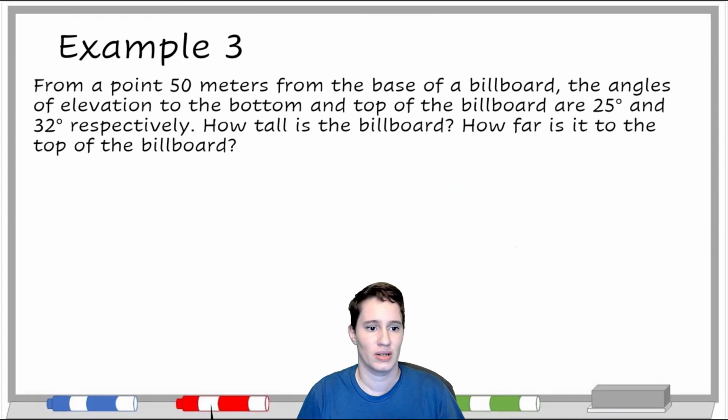All right, last example here. We've got a point 50 meters from the base of a billboard. The angles of elevation to the bottom and top of the billboard are 25 degrees and 32 degrees respectively. How tall is the billboard and how far is it to the top of the billboard?